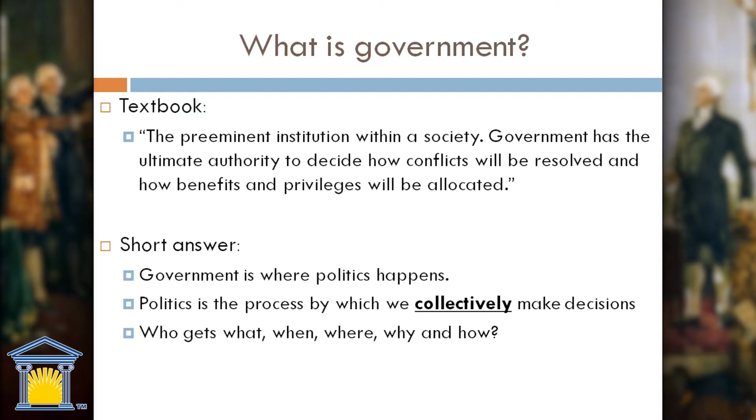But now that we've defined the government as the institutional setting of politics, we have a new term to define, right? What is politics? Well, very crudely speaking, you can define politics as the collective process by which we make decisions about who gets what, when, where, why, and how. Tying that all together, the government is the institutional setting in which we collectively decide who gets what, when, where, why, and how. There are a few points that I want to clarify in this explanation.